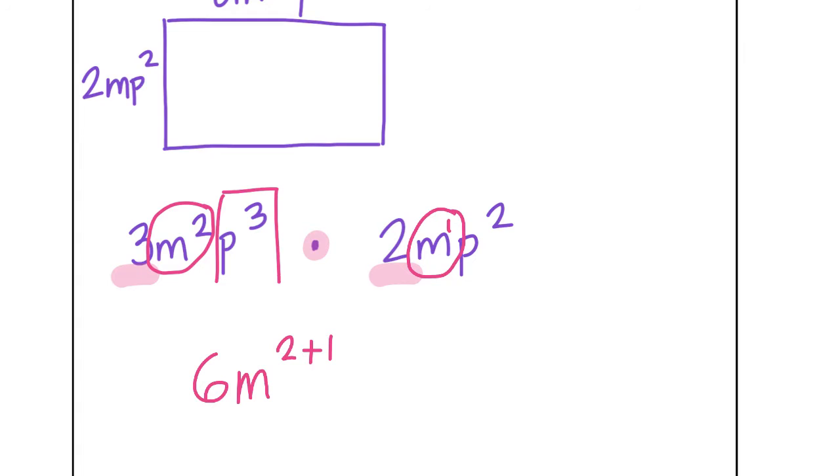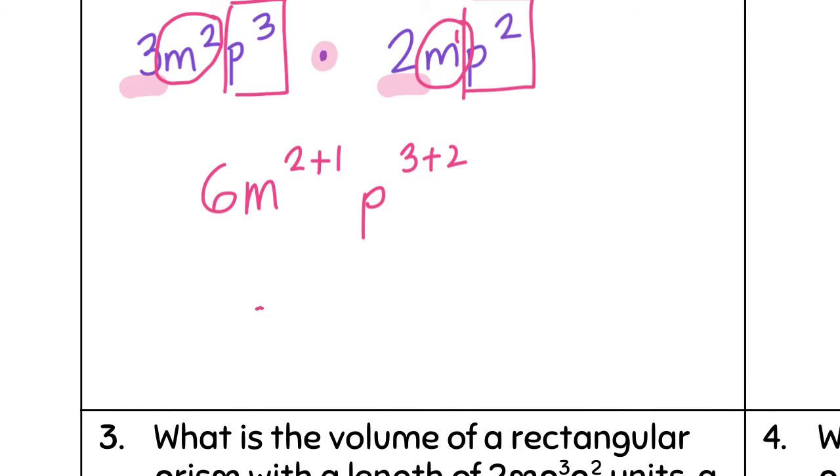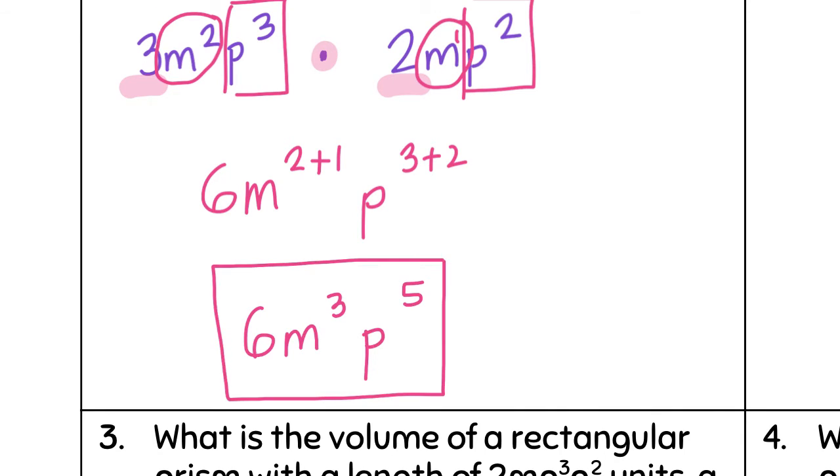So I have p to the third power times p to the second power. And same rule still applies. We're going to add those exponents. 3 plus 2. So now if I wanted to simplify all of this, it would be 6m to the third power p to the fifth power. And that would be the area of that rectangle. Okay, let's move on to the next one.